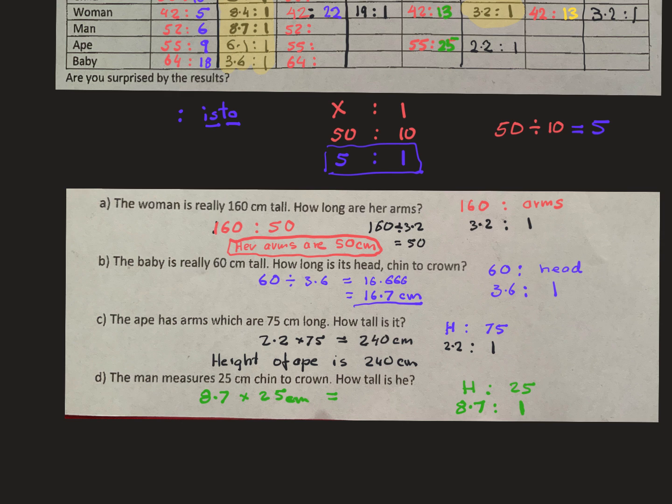Multiplying these two together, 8.7 times 25, I get 217.5 centimeters.